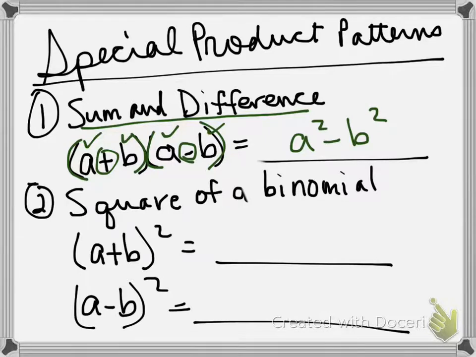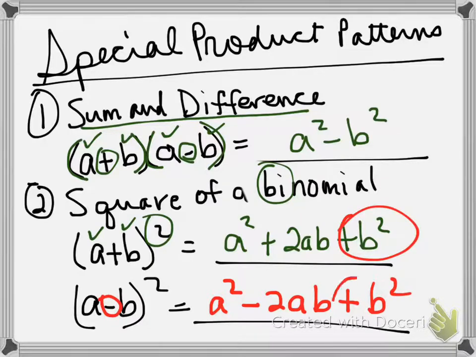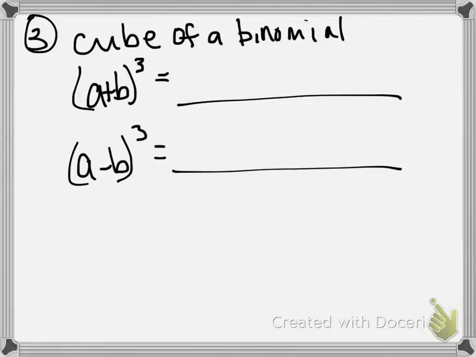If you have the square of a binomial, binomial means 2 terms, so a plus b, that's 2 terms, and it's squared. That's going to be a squared plus 2ab plus b squared. If you have subtraction, a minus b squared, that's going to be a squared minus 2ab plus b squared. So the last term is plus no matter what. Now these special patterns, for some of you, you'll recognize it and love it. If you don't love it, then you don't have to use it. These are for special conditions or special situations. You don't have to use them.